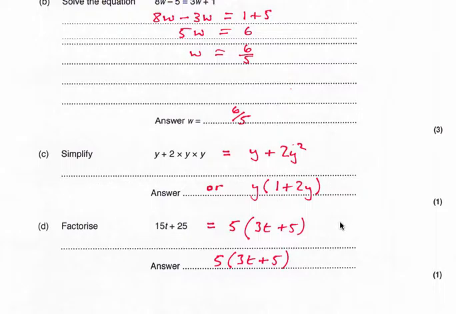Factorise 15t plus 25. Common factor of 5. Pull the 5 out the front, rebuild the expression. What do we multiply 5 by to get 15t? 3t. What do we multiply 5 by to get plus 25? Plus 5.